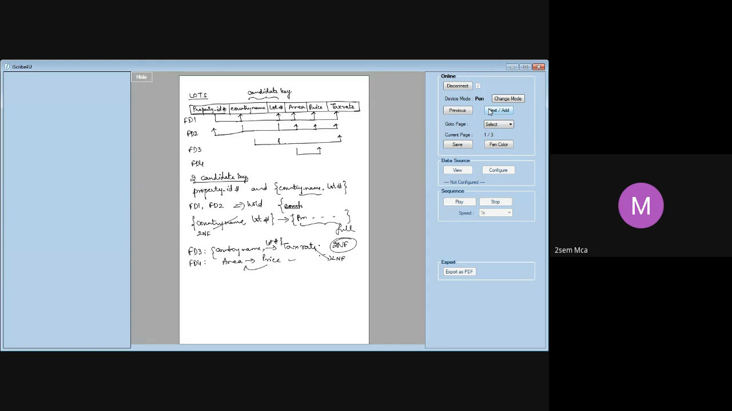FD1 and FD2, no issues. They are not violating any of them. But FD3 violates the second normal form because the tax rate is partially dependent on the candidate key, country name, comma, lot number. So we have to normalize this table lots. Even if one of the functional dependencies does not satisfy a normal form, then we say the table itself is not in that normal form. So I can say lots is in first normal form, but I cannot say lots is in second normal form. It is not in second normal form because FD3 violates the second normal form. Am I clear?